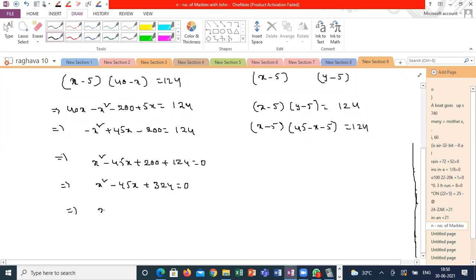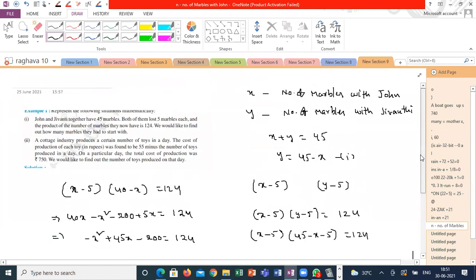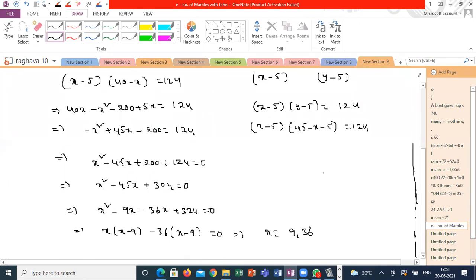324. So this can be written as x square minus 9x minus 36x plus 324 is equal to 0. If I'm taking x common, x minus 9, and taking minus 36 common, x minus 9 is equal to 0. My x is equal to 9 comma 36. So if x is equal to 9, y is equal to 36. One person is having 9, another person will have 36.